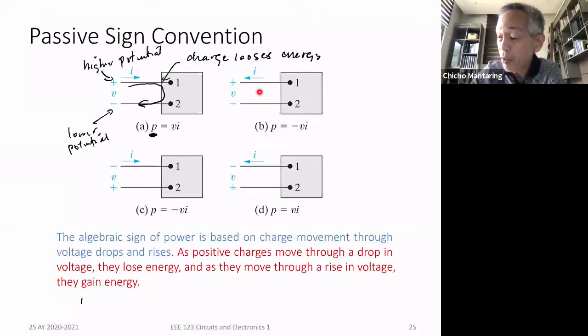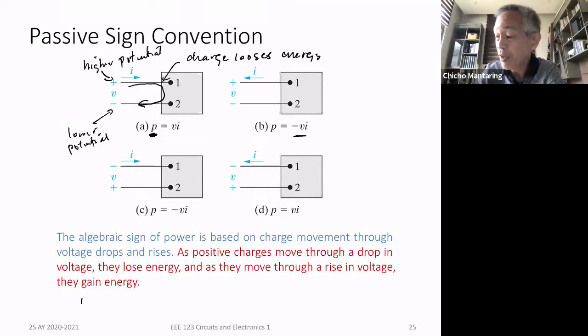If the current is flowing in this direction, and this is lower potential, and this is higher potential, what does that mean? It means that while your current passes through the element, it is gaining energy. Where does that energy come from? How can my charges gain energy as they pass through an element? Well, that means the element is supplying my charges energy. What is an example of that? A battery, for example, can supply energy to electrons or can supply energy to positive charges. So in this case, our power should be negative V times I.